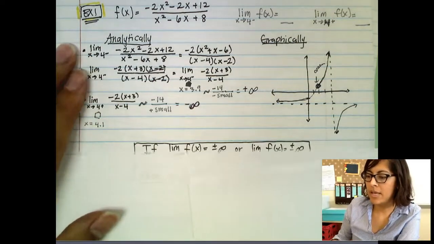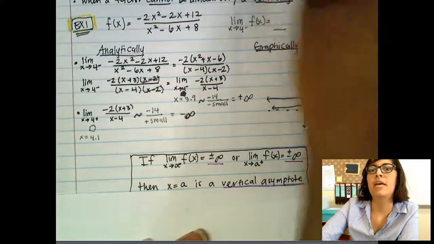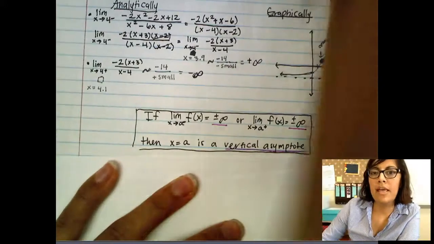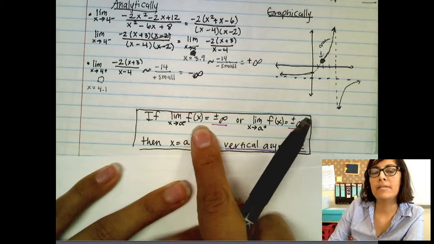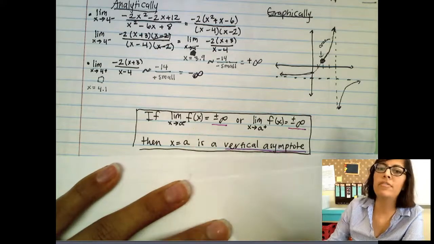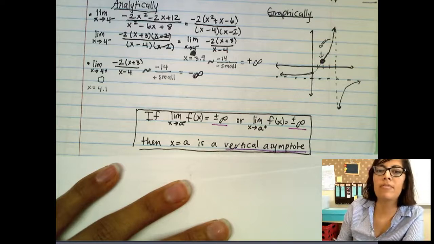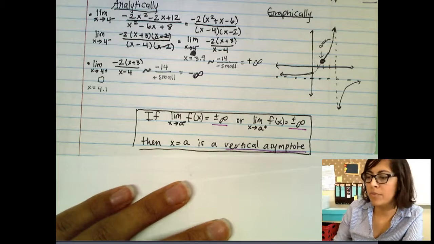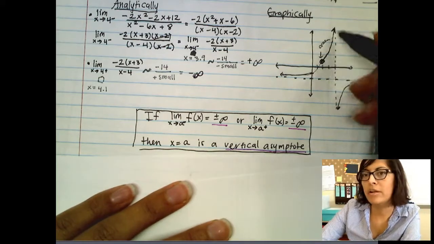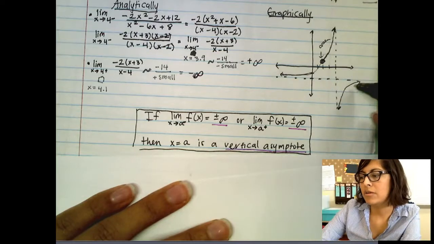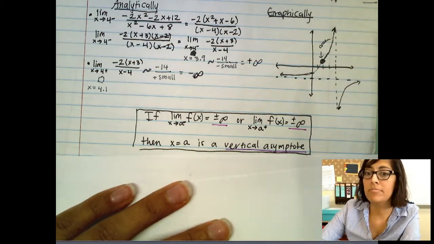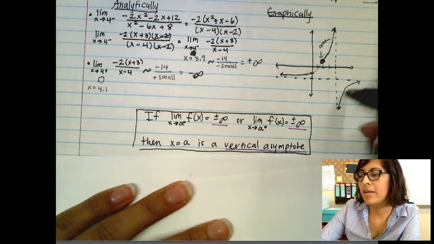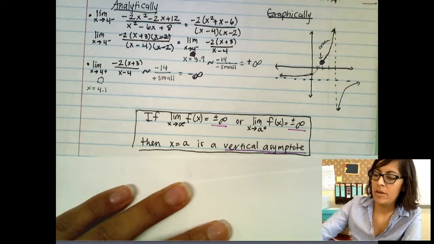And what we can say is that if, as x goes towards a from the left, the limit of f of x is equal to infinity or negative infinity, or if we look at the limit from the right of f of x and the result is positive or negative infinity, then a is a vertical asymptote. So we said as we get closer and closer to 4 from the left, it goes towards infinity. Closer and closer to 4 from the right, it goes towards negative infinity. So there are those asymptotes.